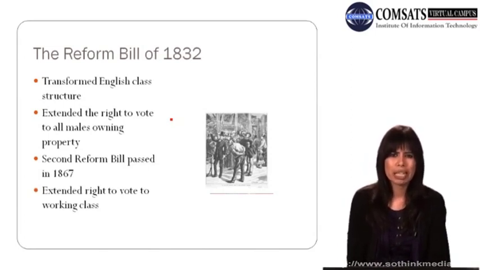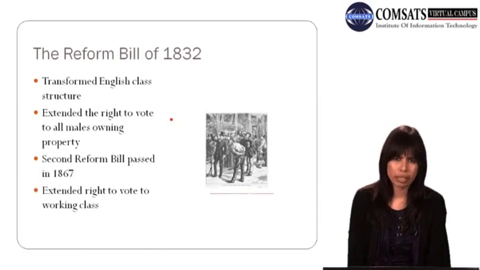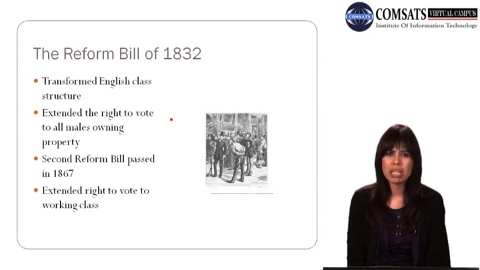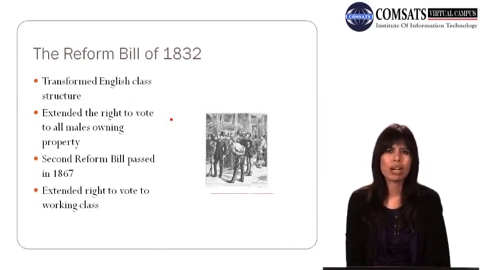So after that bill in 1867, you can see that they got the right to vote as well, because most of the society at that time was comprised of the working class. Not of that class who used to own property at that time. Basically, whosoever is working in any kind of industry at that time, he or she can cast the vote.